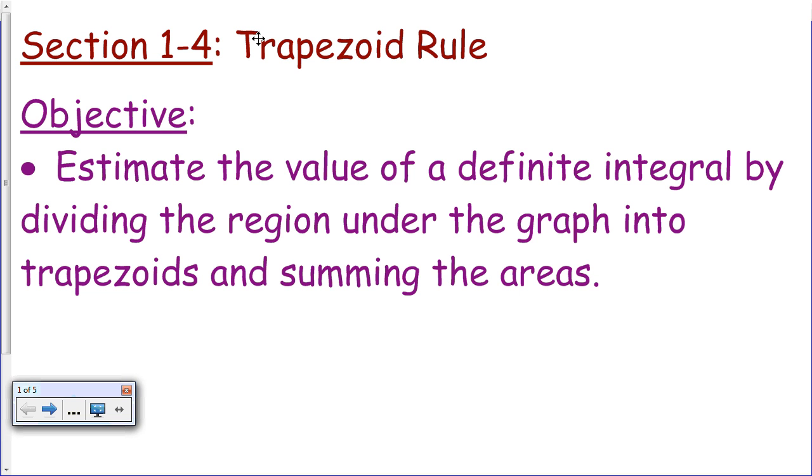The advantage that we're going to see with trapezoids is that as long as we all are using the same function, the same interval, and the same number of trapezoids, we're all going to get the same answer. It'll still be an approximation, but we're going to see that it's more formula driven then. Okay?